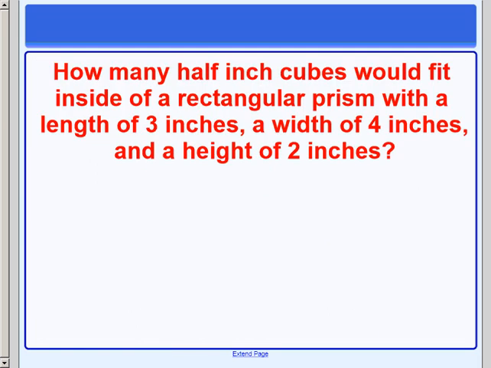This question is kind of similar to that. How many 1/2-inch cubes would fit inside of a rectangular prism with a length of 3 inches, a width of 4 inches, and a height of 2 inches? So try this one on your own, pause it, and when you're done, hit play and see if you've gotten it correct.